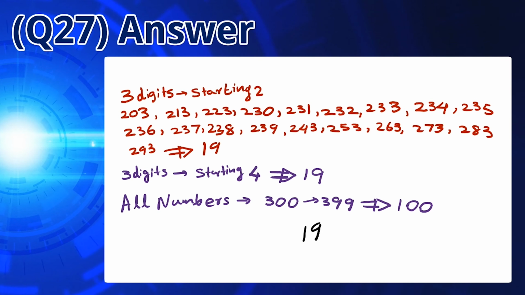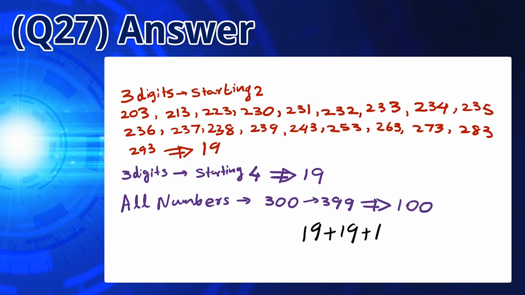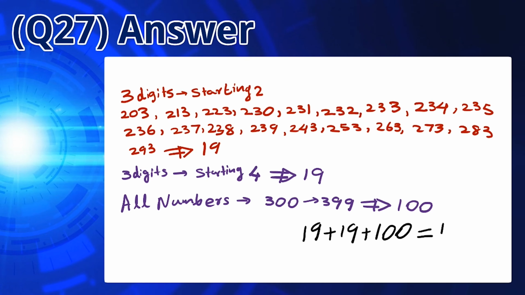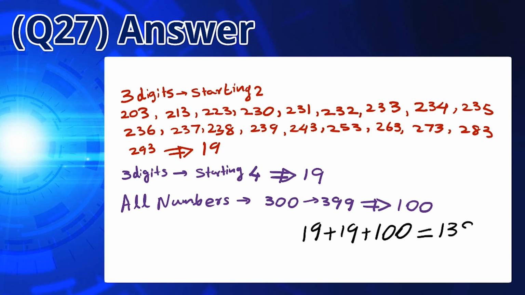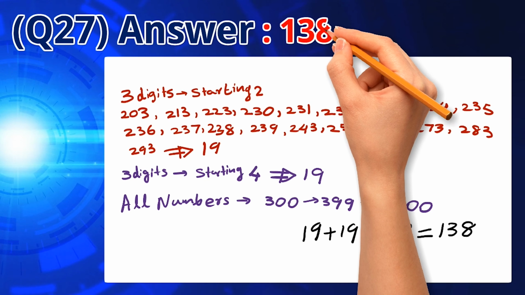Altogether, there are 19 plus 19 plus 100, which is 138 numbers from 200 to 500 that contain the digit 3. This means that the answer is 138.